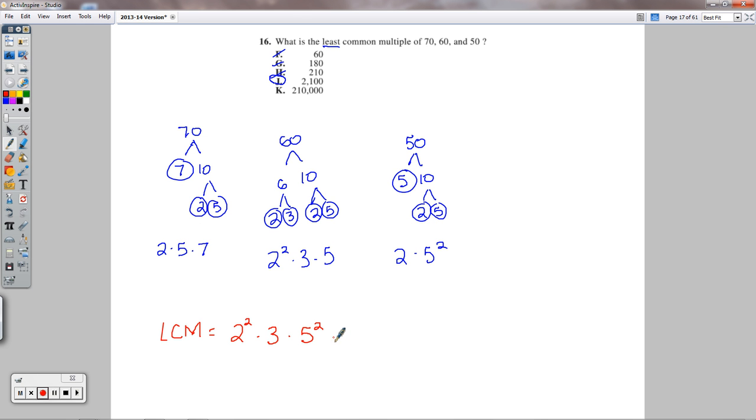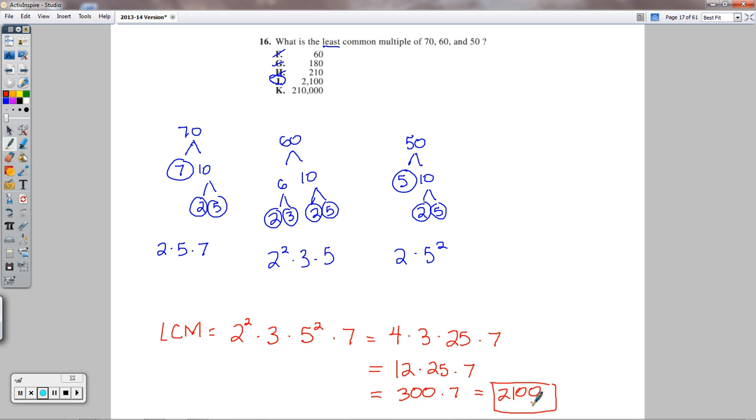And then 7 shows up as well. So this would be 2 squared, 4, times 3, times 5 squared, which is 25, and then times 7. This would be 12 times 25 times 7. And 12 times 25, think 12 quarters, that'd be $3. So you'd have 300 there times 7. So your final answer, using a non-guess and check or process of elimination method, gets you 2100.